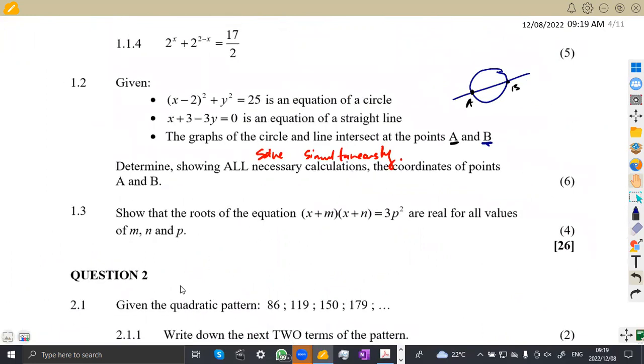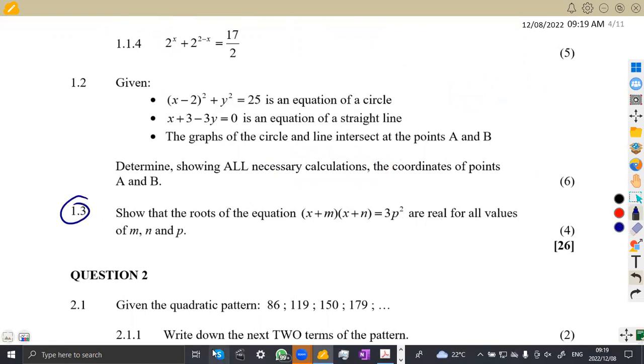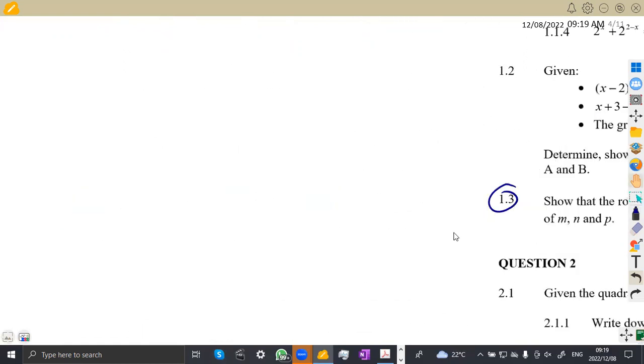Show that the roots of the equation (x plus m)(x plus n) is equal to 3p squared are real for all values of m, n, and p. All right, what type of question is this? They are real. If they are real, then it means that the discriminant is supposed to be greater than or equal to 0. That's being real. It's not about being rational or this and that. No, it's just about being real. All right, so let's have it here, 1.3.